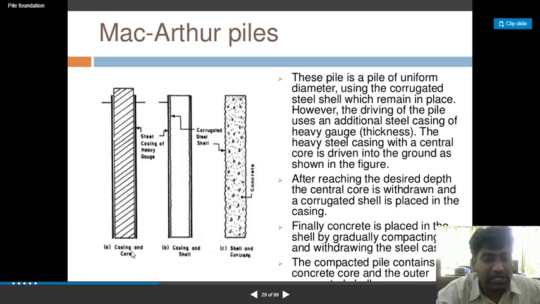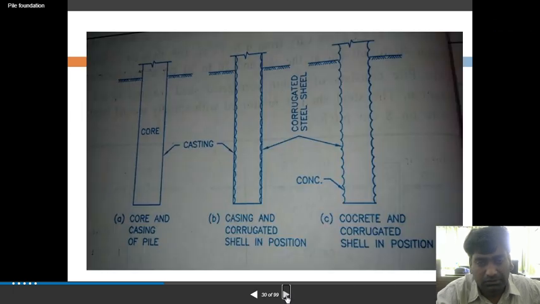So this is the way the casing and core are provided, steel casing of heavy gauge, and after that the corrugated steel shell, and concreting is done to provide the MacArthur pile. Core and casing of a pile, casing and corrugated shell in position, corrugated shell in position and concrete.